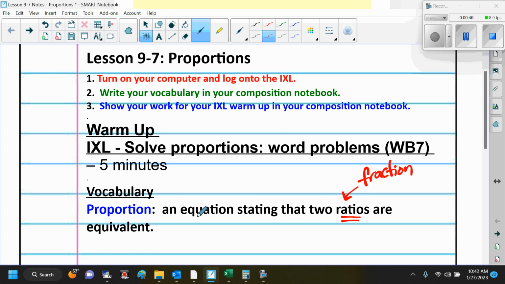So this says an equation, and of course an equation has an equal sign, right? An equation stating that two ratios or fractions are equivalent. Is everyone with me? So that's like saying 2/4 is equal to 1/2. Is everybody clear with that? This is a proportion. Those are two ratios in an equation stating that they are equal.